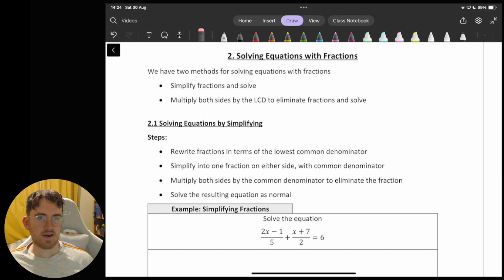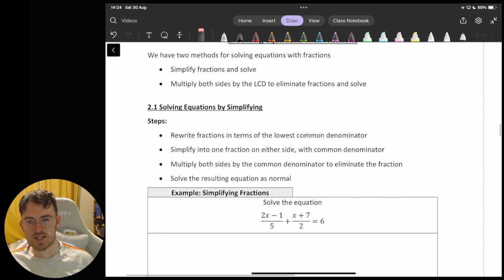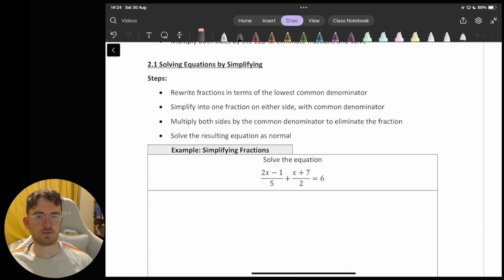And in that method, what we're going to do is simplify any fractions that we have. That could be fractions on one side, that could be fractions on both sides. We're going to simplify those fractions as best we can, and then we will eliminate the fraction ultimately. So we're rewriting the fractions in terms of the lowest common denominator. We're simplifying into one fraction on either side. Generally, that's what I would see as the easiest method: bring the fractions together, simplify as one fraction, multiply both sides by that common denominator to eliminate the fraction, and then solve the equation that we're left with.